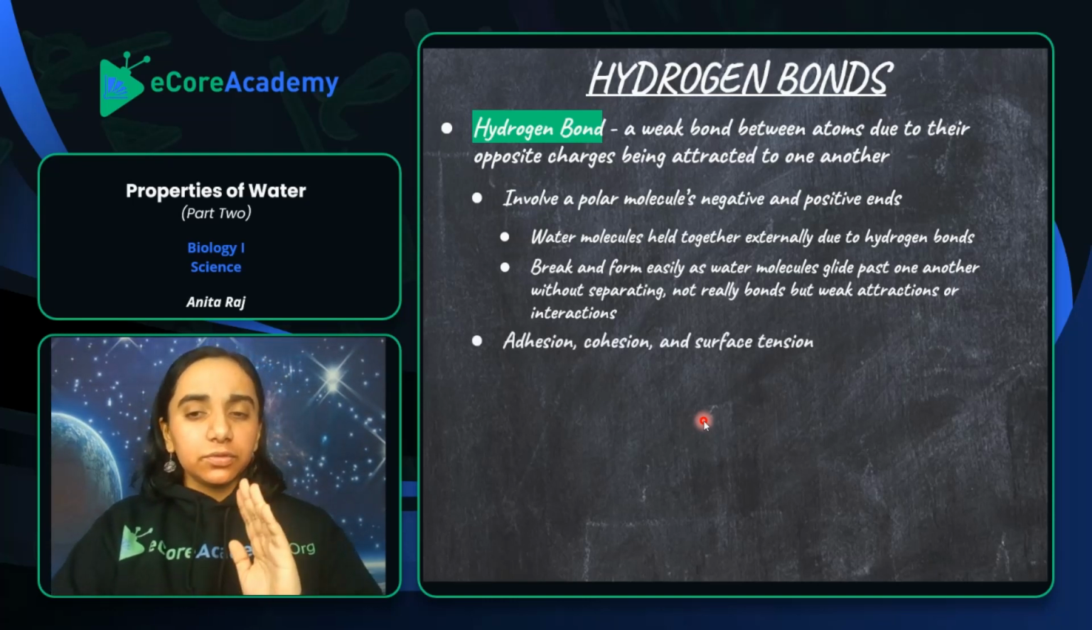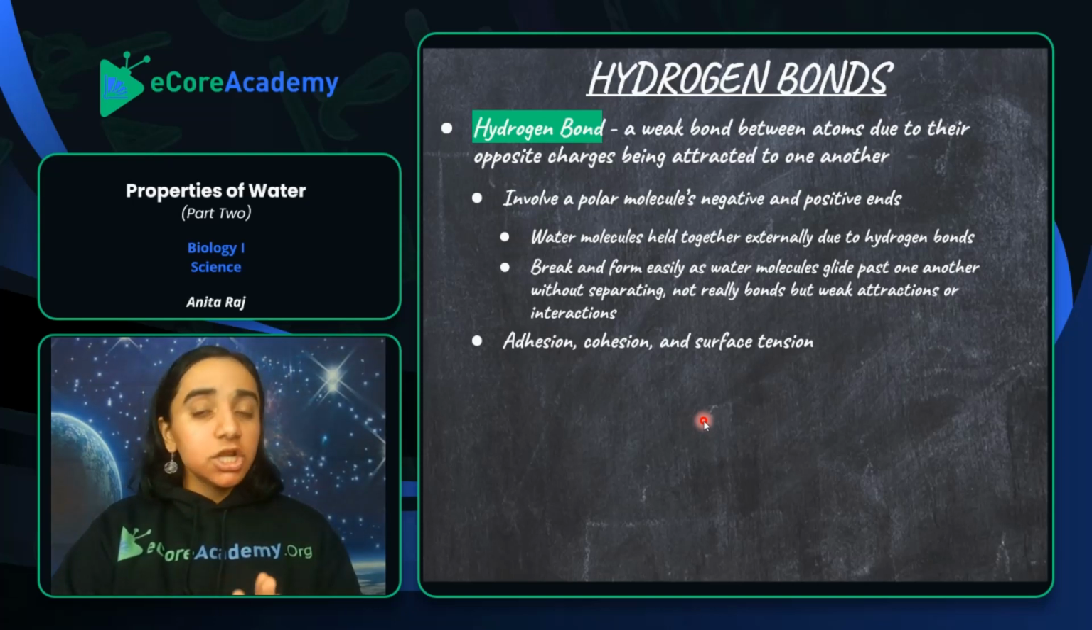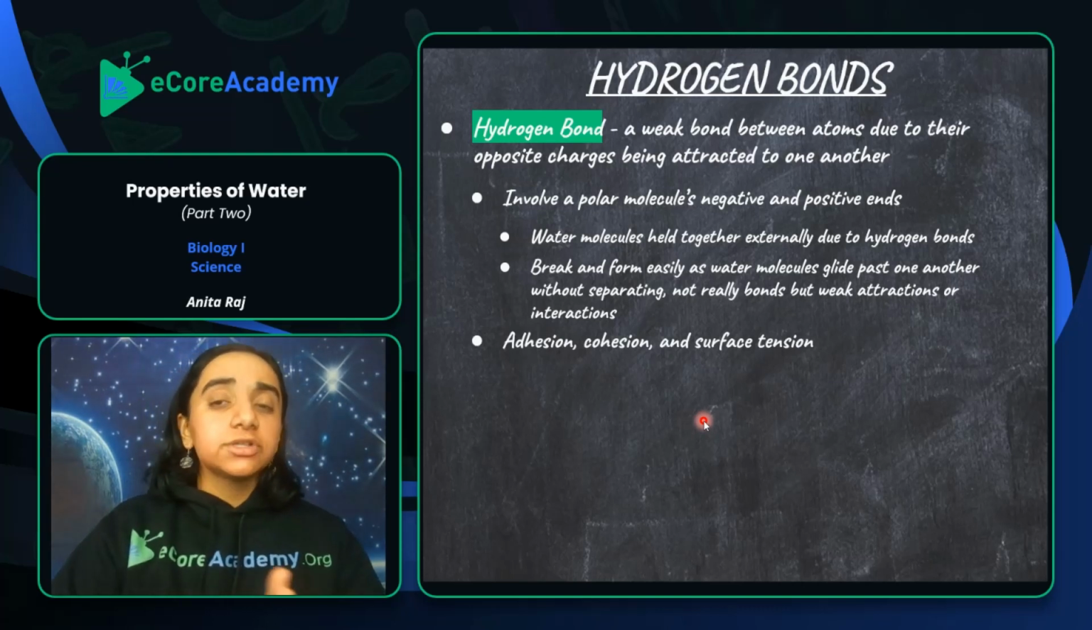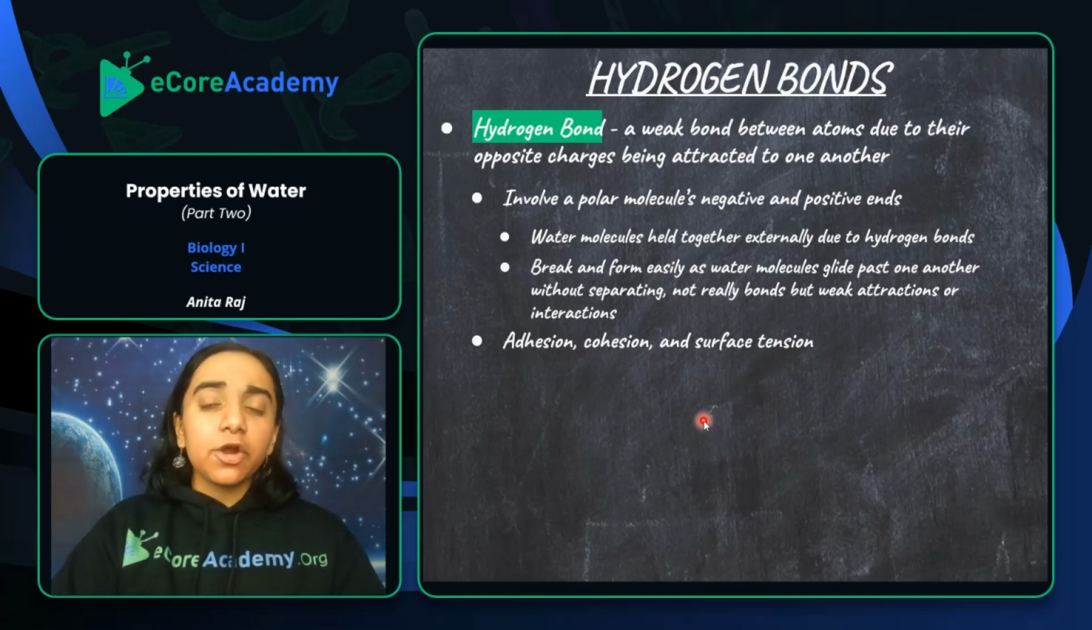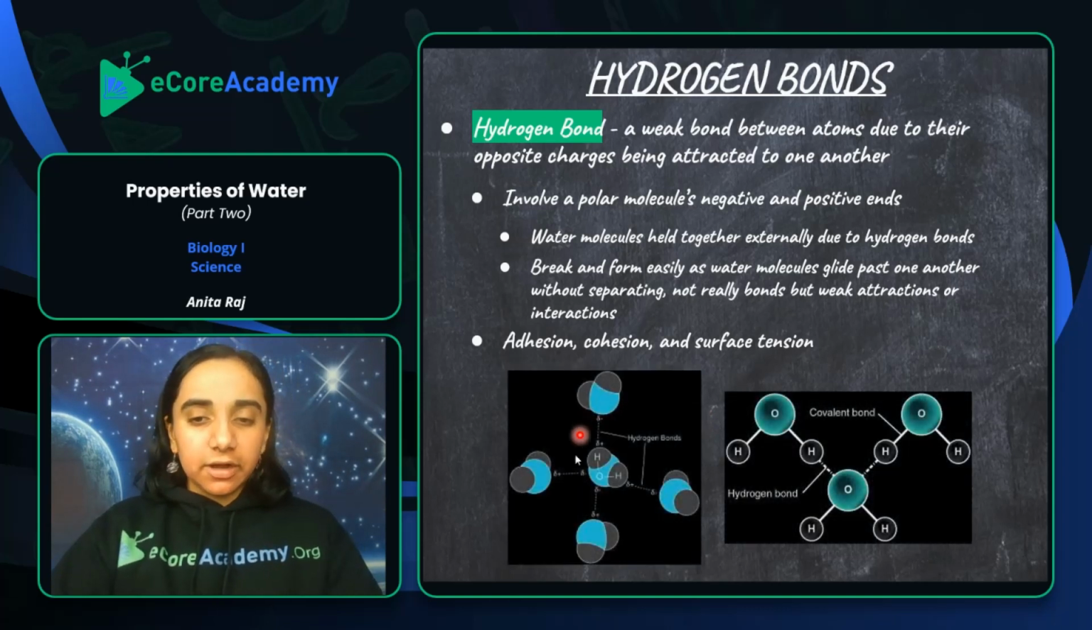And there are going to be three concepts we learn about today: adhesion, cohesion, and surface tension. I just want you to keep in mind that all of these have to do with water's hydrogen bonds. All of these properties we're going to be talking about are because of the hydrogen bonds found between water molecules. And these are two good diagrams. They both show hydrogen bonds.